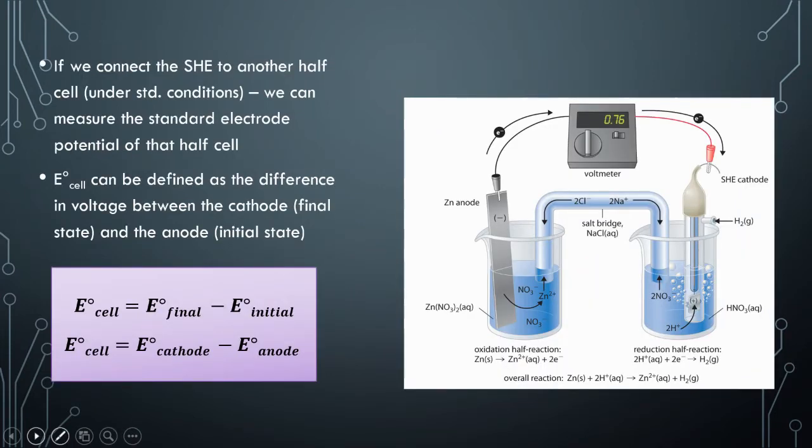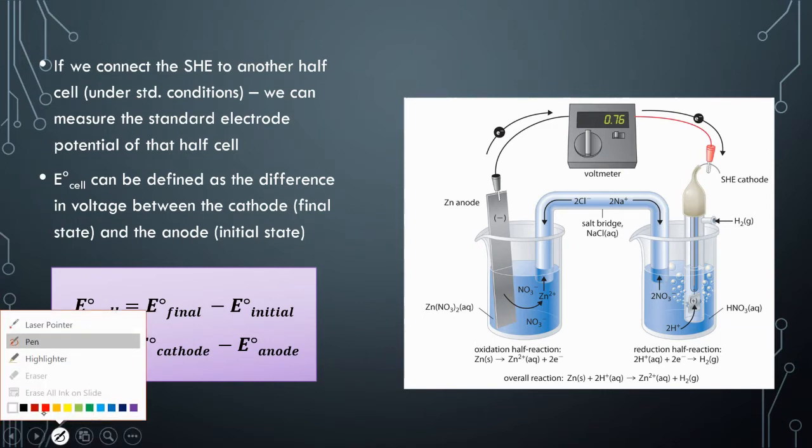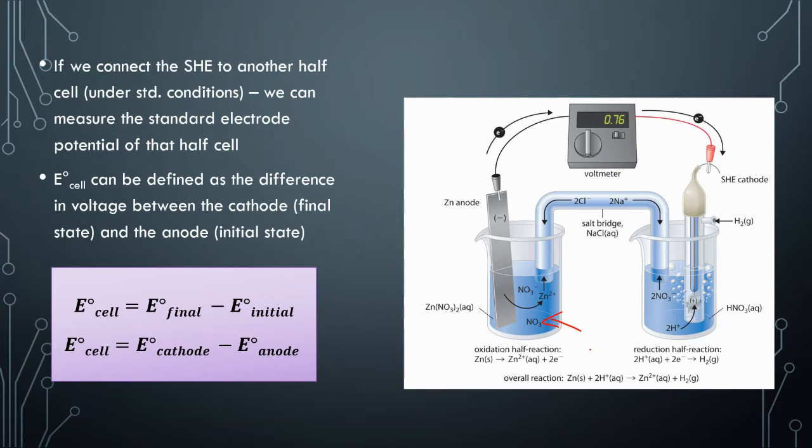So here is what it looks like when you plug the standard hydrogen electrode into zinc. Now in class, I feel like I could have explained this a little bit better. So hopefully you're watching this for a better explanation. Okay. So when we connect the standard hydrogen electrode to another half cell under standard conditions, which means the concentration of this solution also has to be 1 molar here. Zinc nitrate has to be 1 molar here.